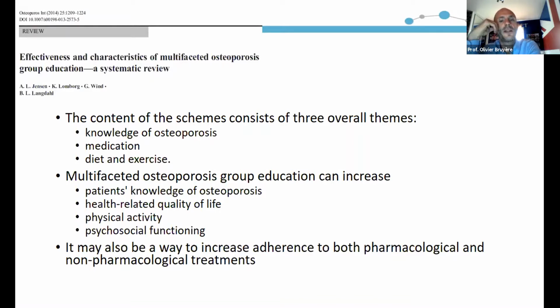It was also shown that group education, so education performed in a group and not individually, could also increase the patient's knowledge of osteoporosis, the health-related quality of life of the patient, the physical activity in patients after a fracture, but also the psychosocial functioning.